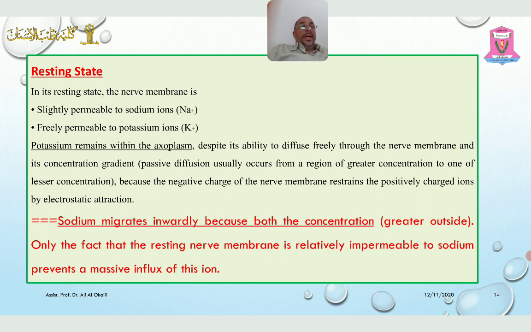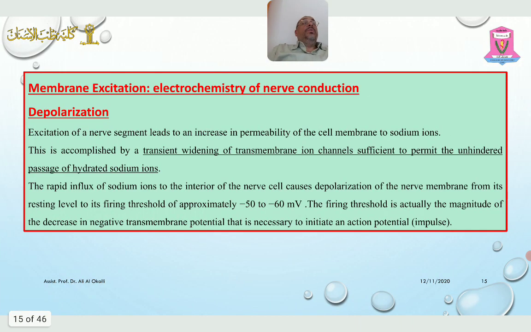The sodium migrates inwardly because both the concentration greater outside and the only fact that the resting nerve membrane is relatively impermeable to sodium prevents a massive influx of this ion. الفكرة إنه it is partly semi-permeable to the entrance of sodium ions to the interior of the exoplasm. الغاية حتى يصير الإعازة العصبي لازم it becomes permeable to the entrance of sodium ions. واللي هو هذا ما يحدث بالdepolarization, first phase.